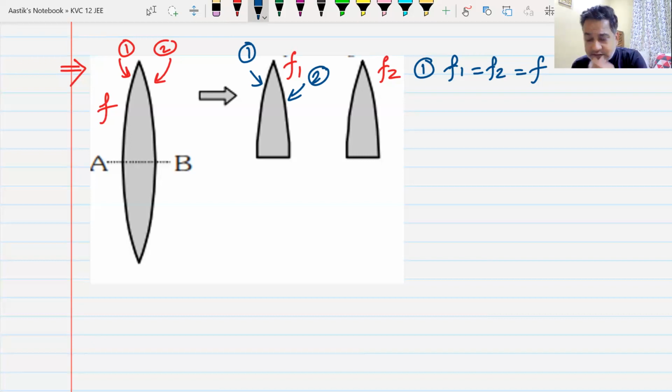What effect does it have on the image? What about the intensity of the image? Does the intensity of the image change? If this was producing intensity I of the image, what will be the intensity produced by this and what will be the intensity produced by this? Tell me. Intensity of the image. These questions have come in the examination hall in JEE Advanced, so now they can come in JEE Main.